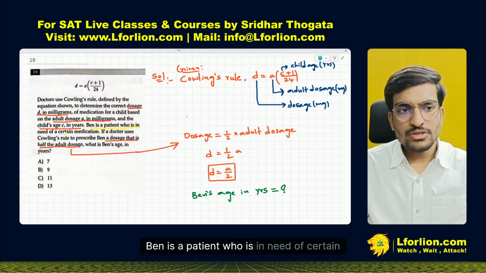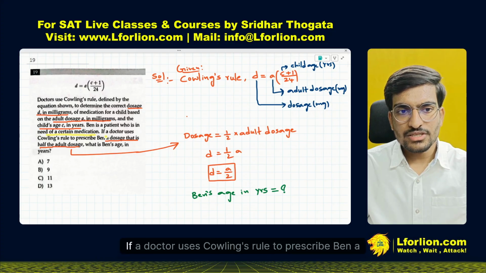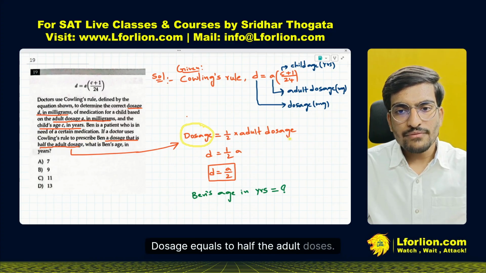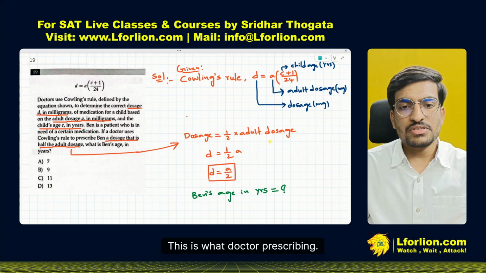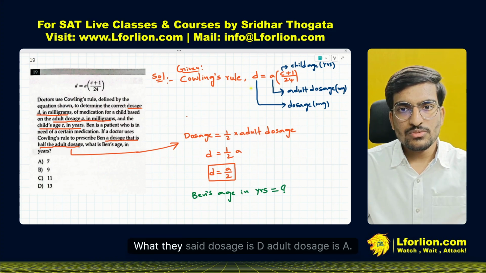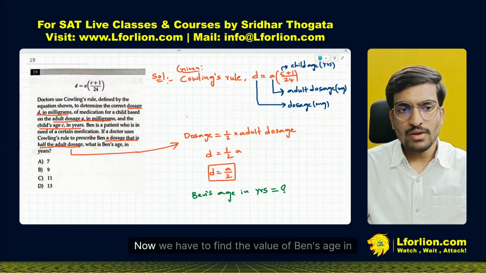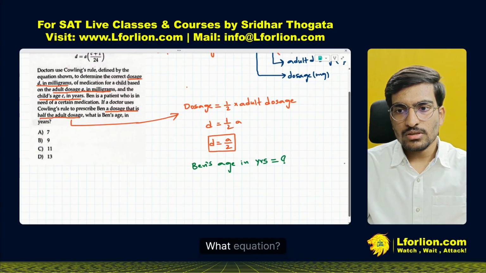Ben is a patient who is in need of certain medication. If a doctor uses Cowling's rule to prescribe Ben a dosage that is half the adult dosage, dosage equals half the adult dosage. This is what the doctor is prescribing. So what is the dosage here? The dosage is D and the adult dosage is A. So D equals 1 by 2 times A, so D equals A by 2. That's what we have. Now we have to find the value of Ben's age in years. So what equation do we have?